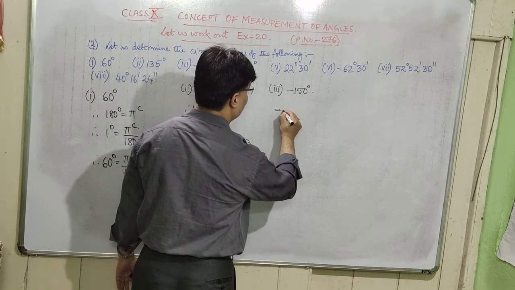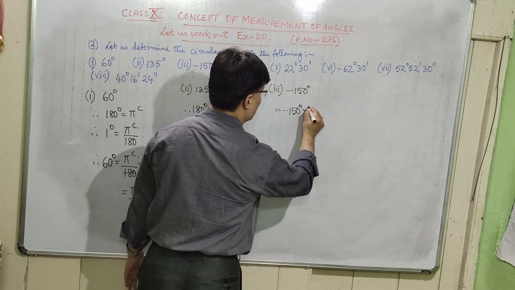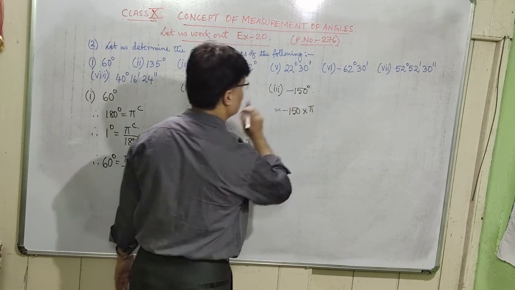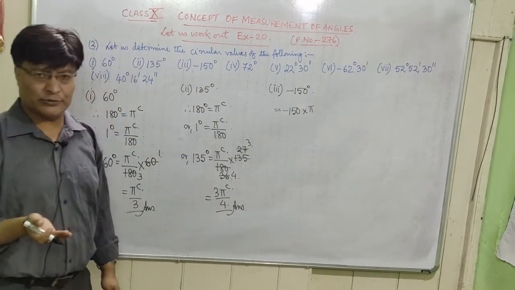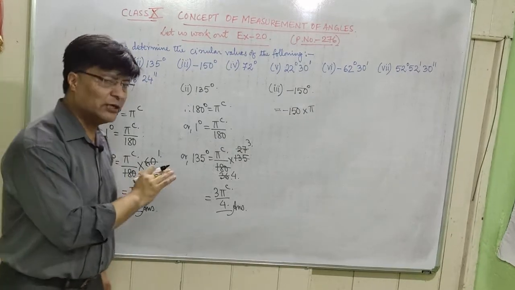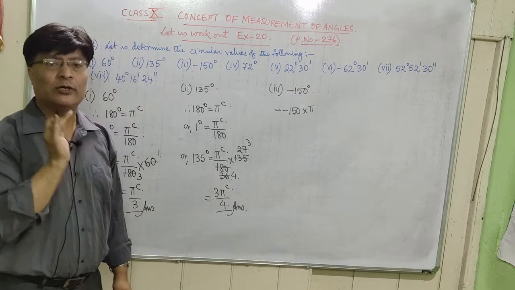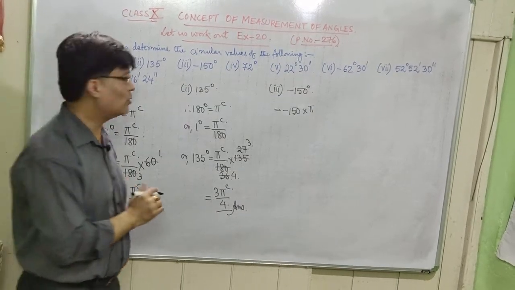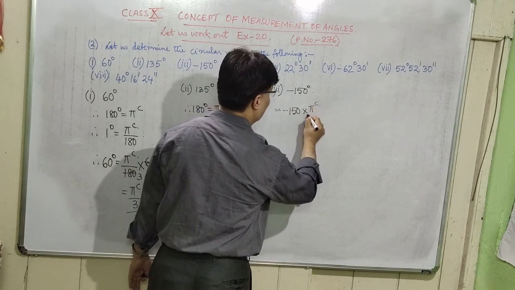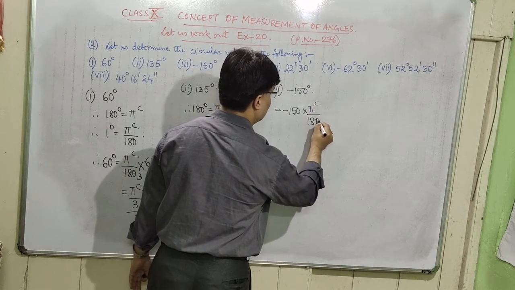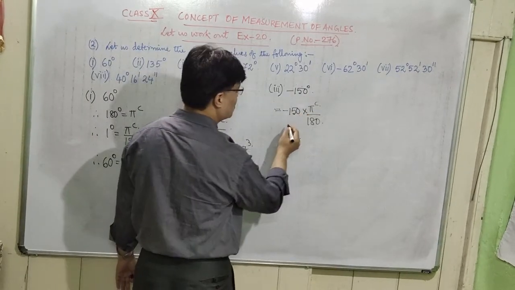That is equal to minus 150 degree into, you don't have to write this degree because we are converting this degree into radians. So if you want to convert degree into radians while multiplying it by pi by 180, you can't write degree. Okay, so it is minus 150 into pi radian divided by 180. So it is converted into what? Radian. Okay, that is in circular measure.